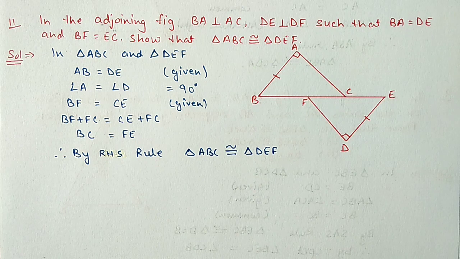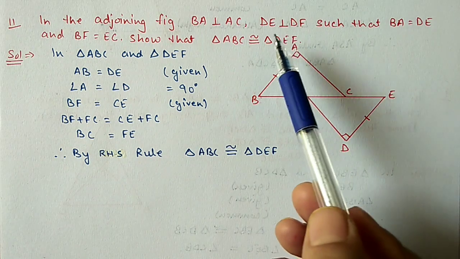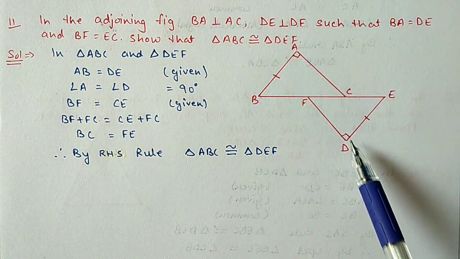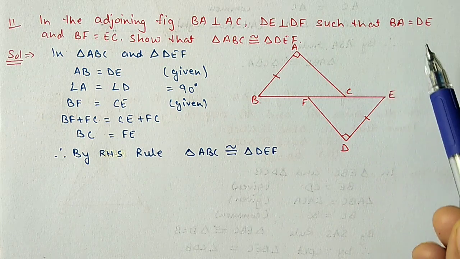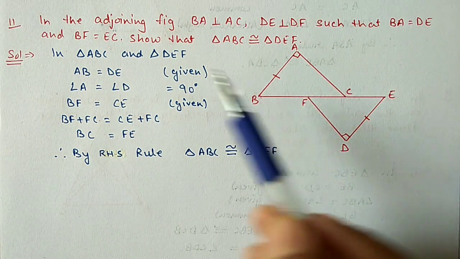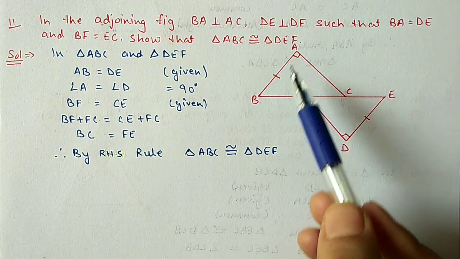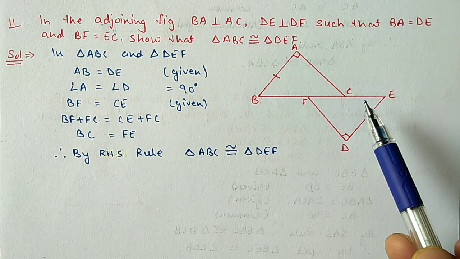Next we have question number 11. In the adjoining figure, BA is perpendicular to AC. These two are at 90 degrees, and DE is perpendicular to DF. Here also 90 degrees, such that BA is equal to DE. These two sides are equal. And BF is equal to CE. We have to show that these two triangles are congruent to each other.